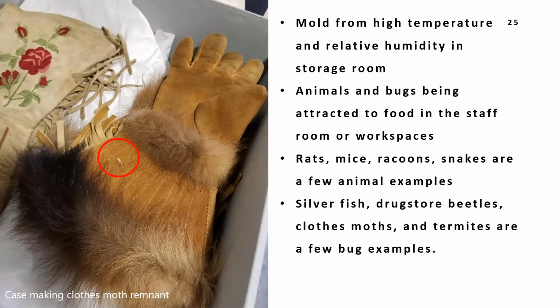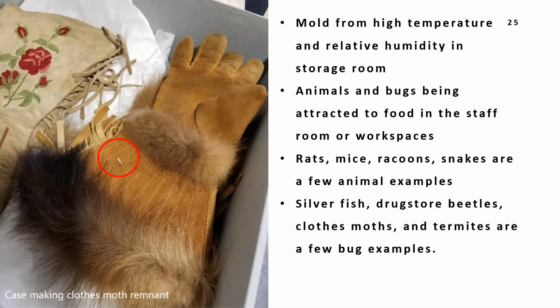Animals and bugs can be attracted to the food in the staff room or workspaces. Say you're having snacks or remnants from your coffee mug and they're still in the garbage. If there's access, the pests will find it. Other pests include rats, mice, raccoons, snakes, and bats. A few bugs you may have interacted with include silverfish, drugstore beetles, clothes moths, and termites.